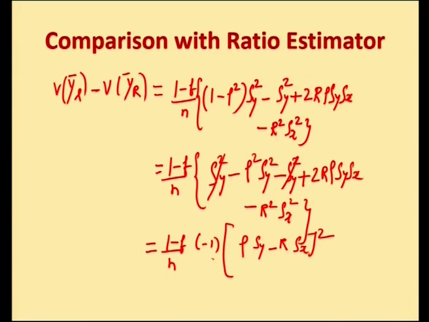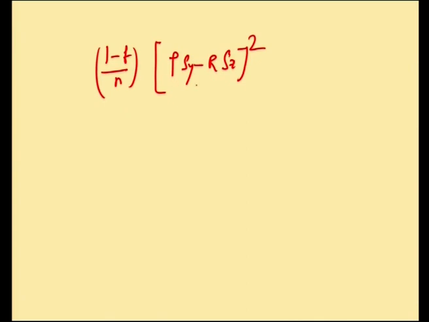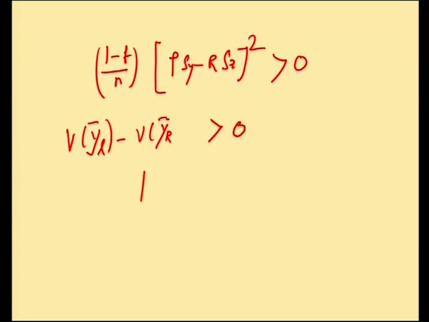Without loss of generality, we assume that it is equal to 1 minus f by n into rho sy minus r sx the whole squared, being a perfect square, and it is greater than 0. And we have the left hand side, variance of yl bar minus variance of the estimator under regression ratio method, to be greater than 0, and finally we get beta minus r the whole squared is greater than 0. So, substituting for r and rho, we get finally beta minus r the whole square is greater than 0, which is always true unless beta is equal to r. If beta is equal to r, then the estimates by both the methods are equal.